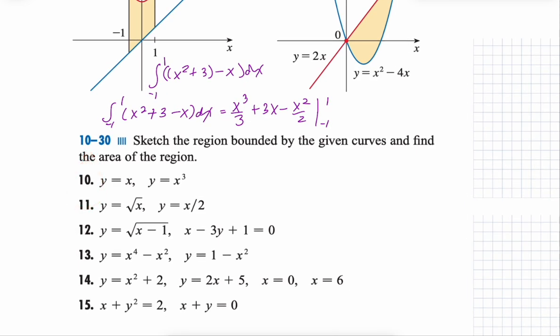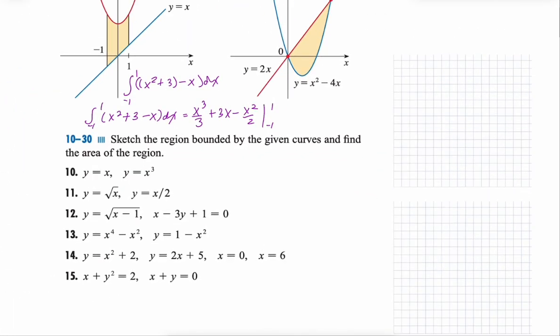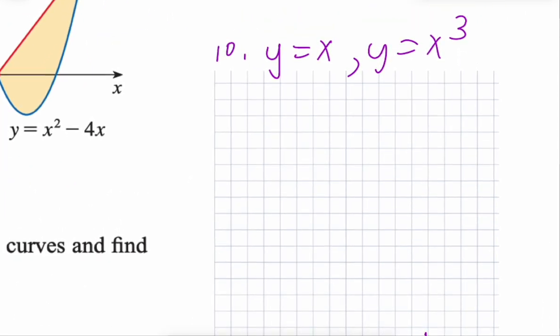Let's do now together 10 and 11. So 10 and 11 says sketch the region bounded by the given curves and find the area of the region. So for 10, y equals x and y equals x cubed. And then for 11, y equals the square root of x and y equals 1/2 x. Okay, so let's start with 10. Those are just a linear function and a cube. x equals x cubed.